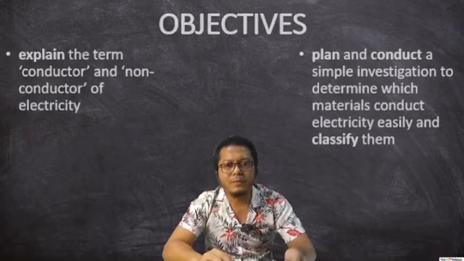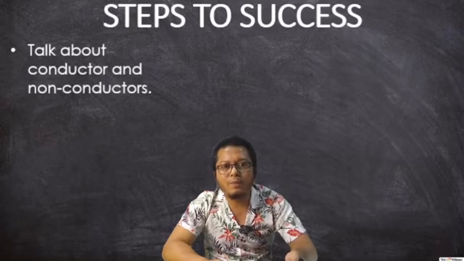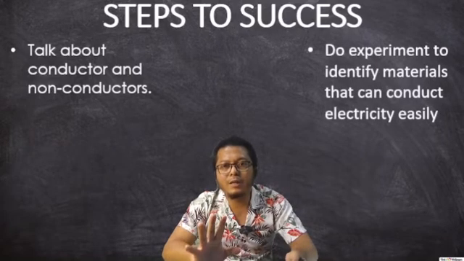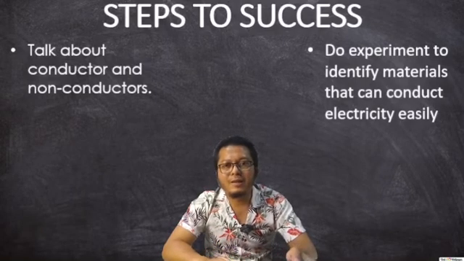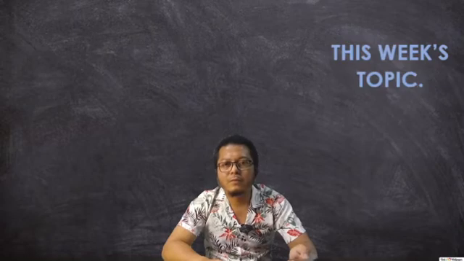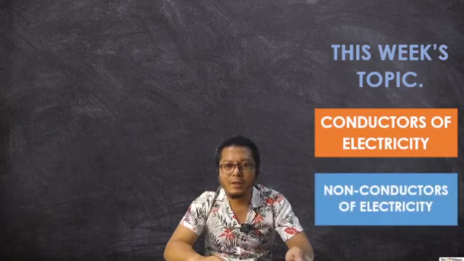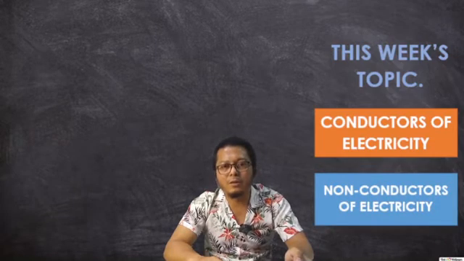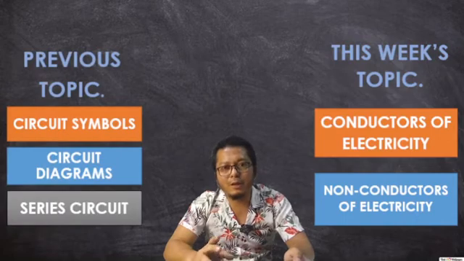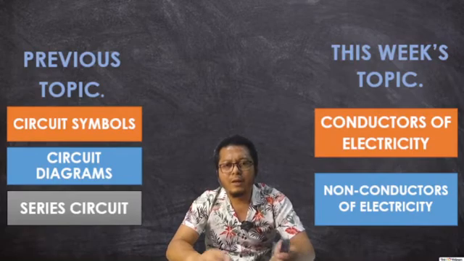Okay? So what we need to do this week is to talk about conductors and non-conductors, and then we do a little bit of experiment or investigation to identify materials that can conduct electricity easily. This week's topics, like I said, are conductors of electricity and non-conductors of electricity. Now we can recap our previous topic, which is circuit symbols, circuit diagrams, and series circuit.